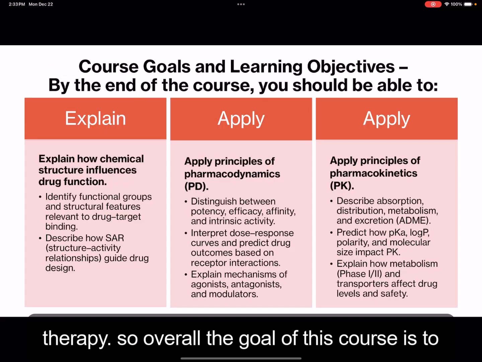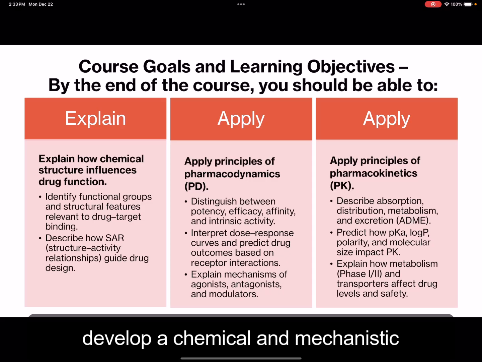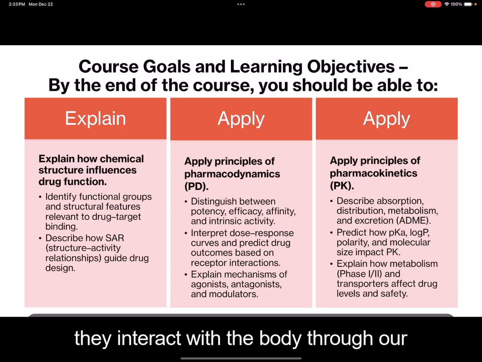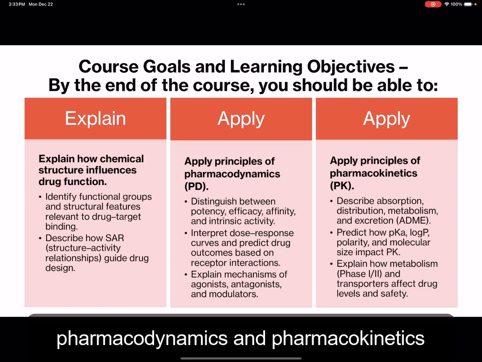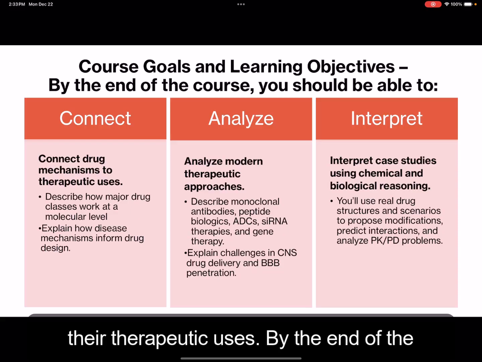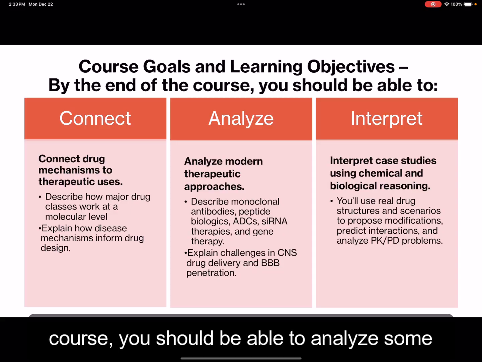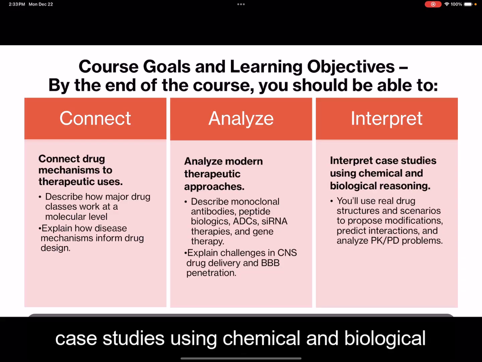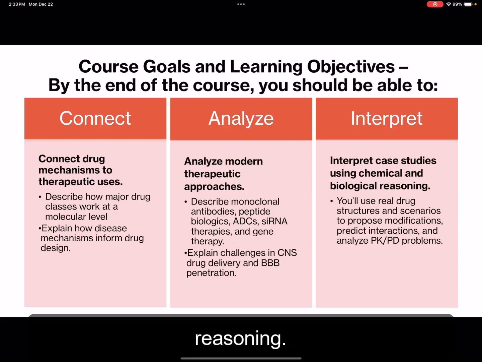So overall, the goal of this course is to develop a chemical and mechanistic understanding of how drugs are designed, how they interact with the body through our pharmacodynamics and pharmacokinetics, and connecting these drug mechanisms to their therapeutic uses. By the end of the course, you should be able to analyze some modern therapeutic approaches and interpret case studies using chemical and biological reasoning.